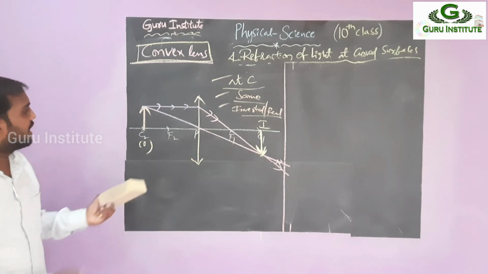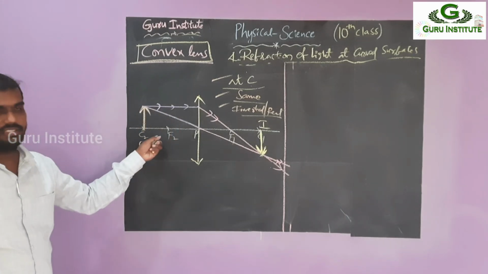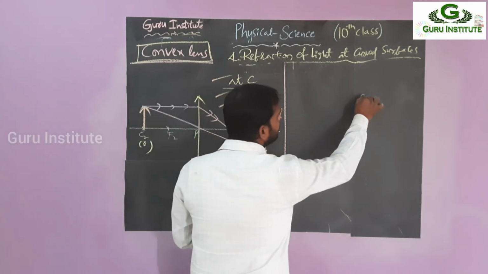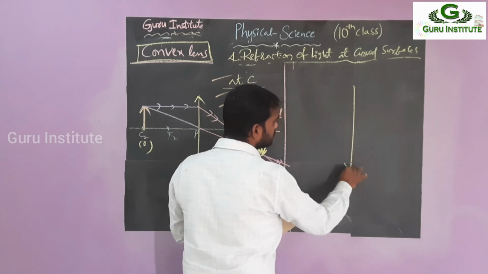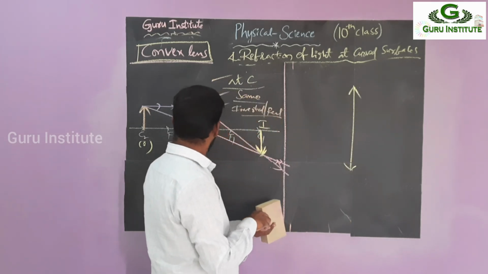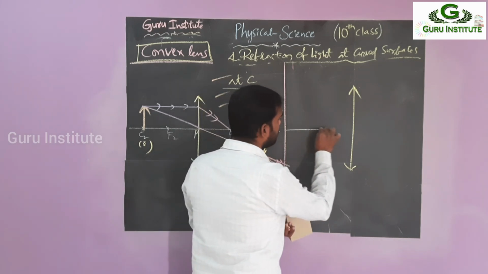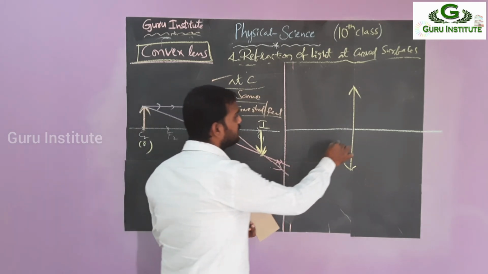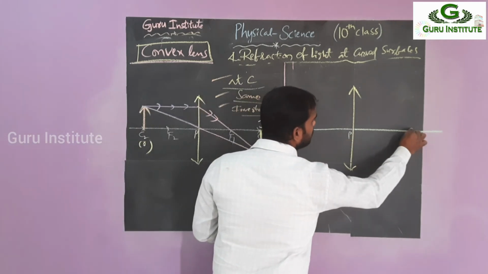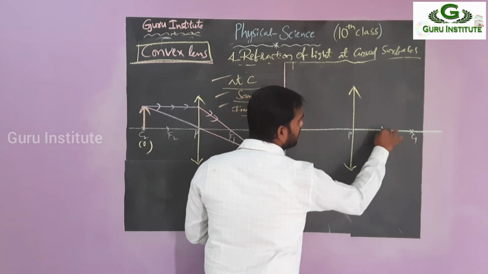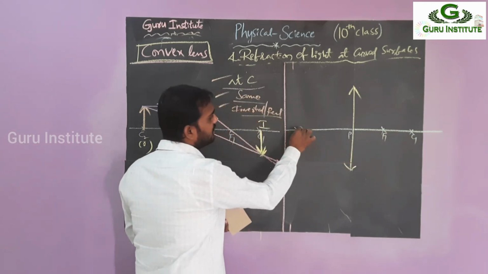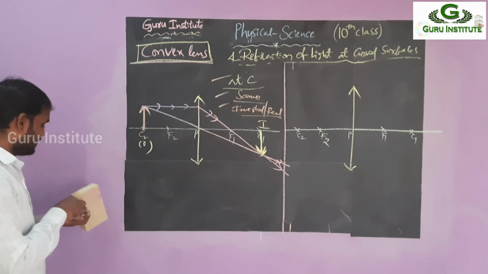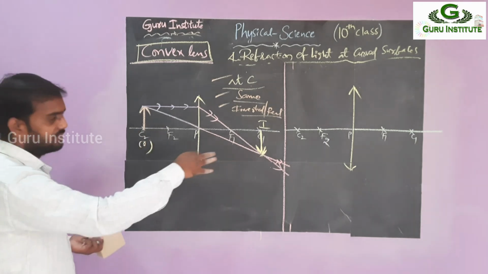So next case. Again the object is moving from C to between F and C. So we can draw the same pictures like this. This is the lens, and after that, this is the principal axis. Then the pole, the center of curvature, and in the middle you can take the focus. The object is moved from C to the next case we are taking, between F and C.